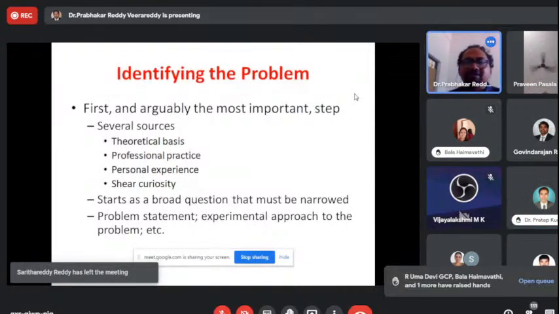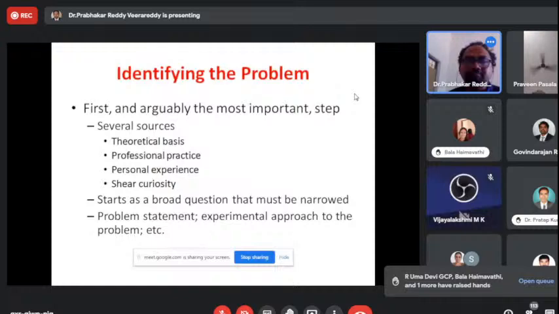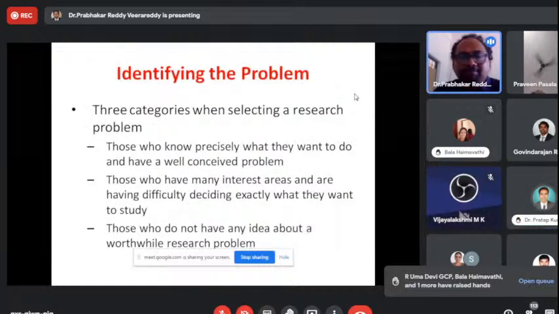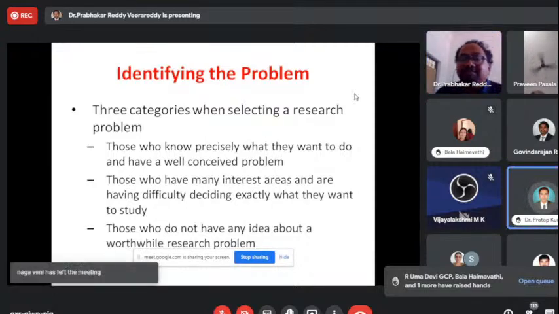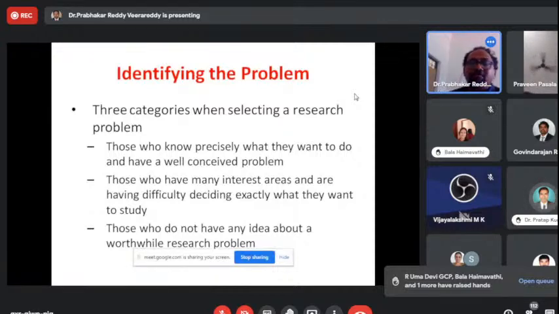So this is the way you should identify the problem statement, the experimental approach to the problem. Once your problem is identified, there are 3 categories. Those who know precisely what they want to do and have a well-conceived problem. Those who have many ideas and are having difficulty deciding exactly what they want to study. Those who do not have any idea about a worthwhile research problem.